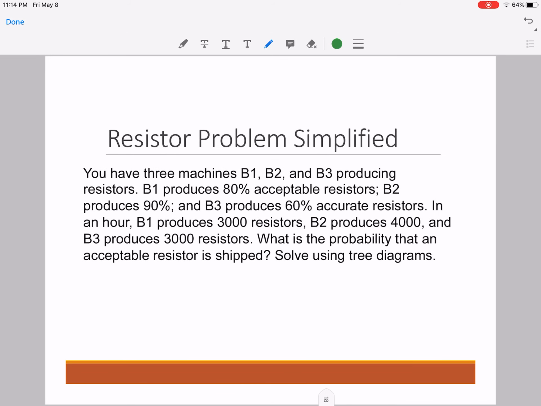Let's put this theory into action. This is the problem that you have already performed in your previous lecturette. You have three machines, B1, B2, and B3, producing resistors. B1 produces 80% acceptable resistors, B2 produces 90%, and B3 produces 60%. In an R, B1 produces 3,000 out of 10,000 resistors, B2 produces 4,000 out of 10,000, and B3 produces 3,000 out of 10,000 resistors. And I need to find the probability of getting an acceptable resistor.